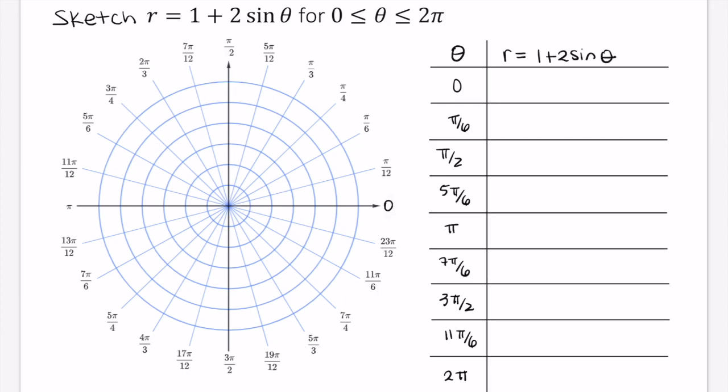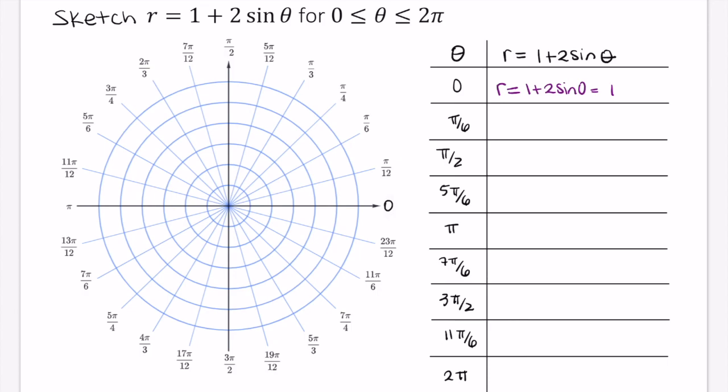All right, now that you've paused your video, you should have copied down this table. So let's go ahead and fill in all these points one at a time. And let's start with theta equals 0. When theta equals 0, r equals 1 plus 2 times sine of 0, which is just 0, so we end up with 1.